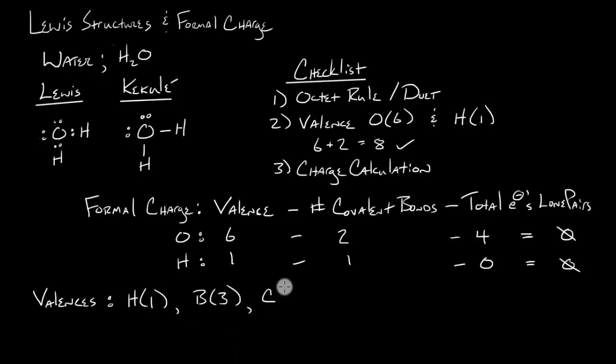Then carbon's going to be super duper important. We're going to see that a whole bunch. Carbon has 4 valence, and then nitrogen, we have 5 valence, and then oxygen, we have 6 valence, like we already said before. And then finally, fluorine, we're going to have 7 valence. Okay, and these are going to be the same for all of our halogens. So fluorine, chlorine, bromine, iodine, they're all going to have a valence of 7.